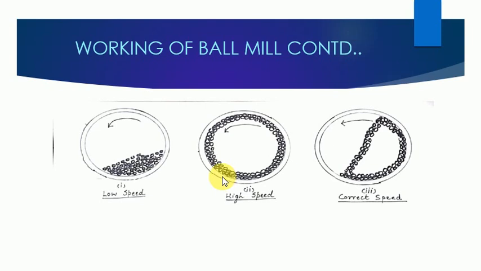At high speeds, the balls are thrown towards the wall of the ball mill due to centrifugal force. Hence, grinding will not occur when the ball mill rotates at high speed. At the correct speed, which is also known as cascading, the centrifugal force just occurs. As a result, the balls are picked up by the wall of the ball mill and fall from the top to the bottom of the ball mill. So the size reduction is made effective.